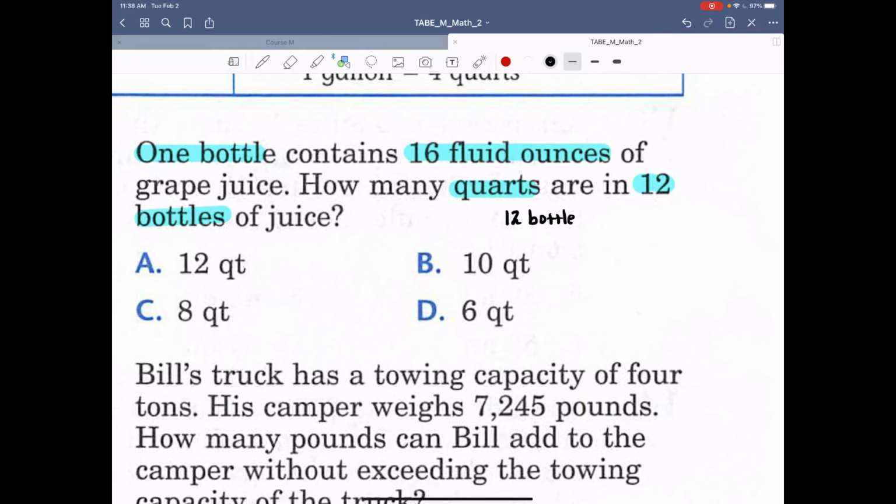I'm really trying to show you how drawing a picture can help you. You don't have to draw a picture if you don't want to. But here's a bottle of juice, and it has 16 fluid ounces. We have 12 of those. So 16 times 12, get my calculator up here, 16 times 12 is 192 fluid ounces of grape juice.